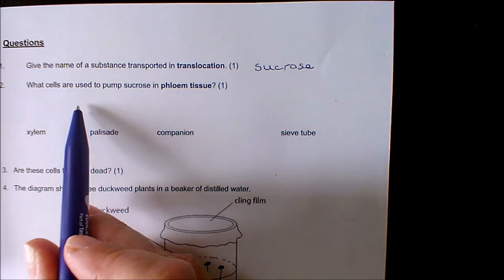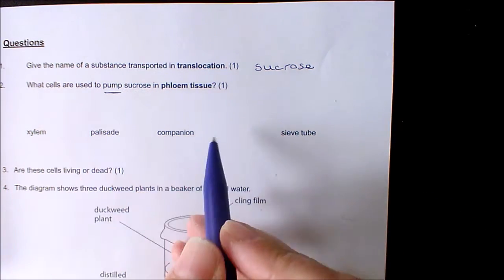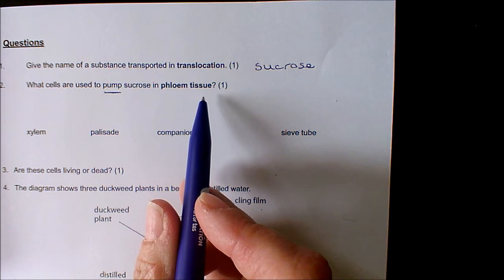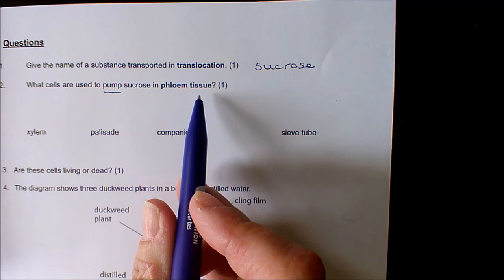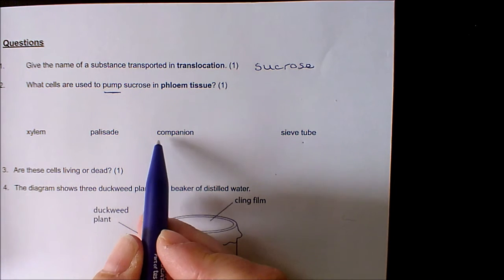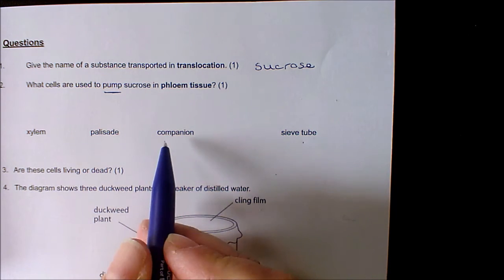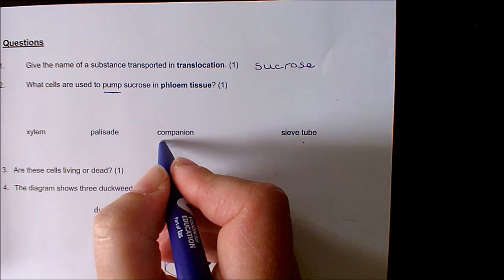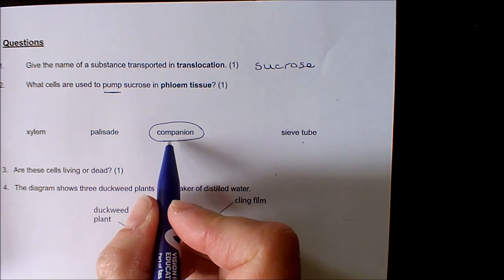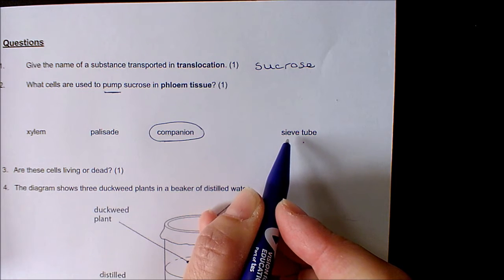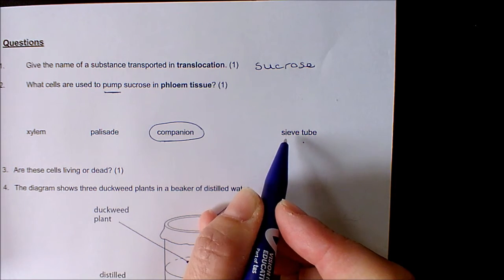Then it says, which cells are used to pump sucrose in phloem tissue? So phloem tissue, remember, is made up of similar cells working together. So we have sieve tube elements and we have companion cells. So which ones of those do the pumping? Well, we know it's the companion cells that pump the sucrose into the sieve tube elements for it then to be travelled up or down the plant.